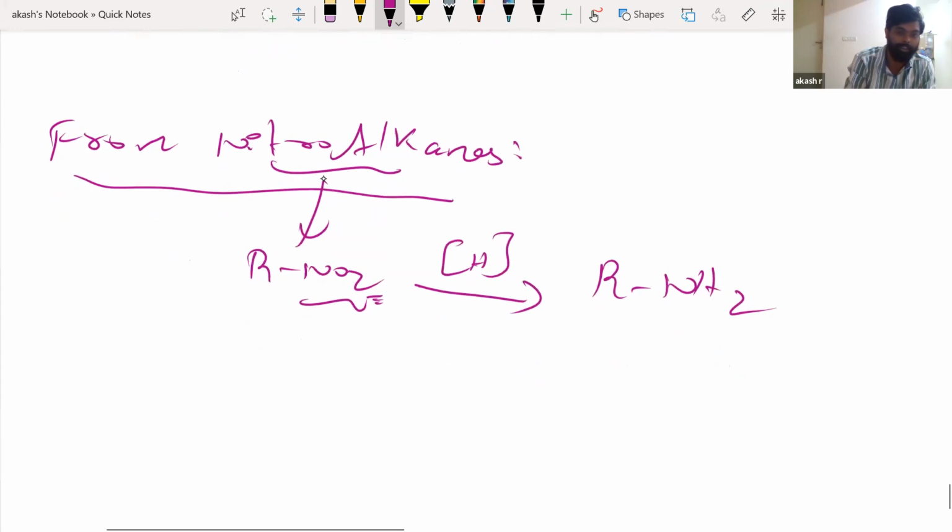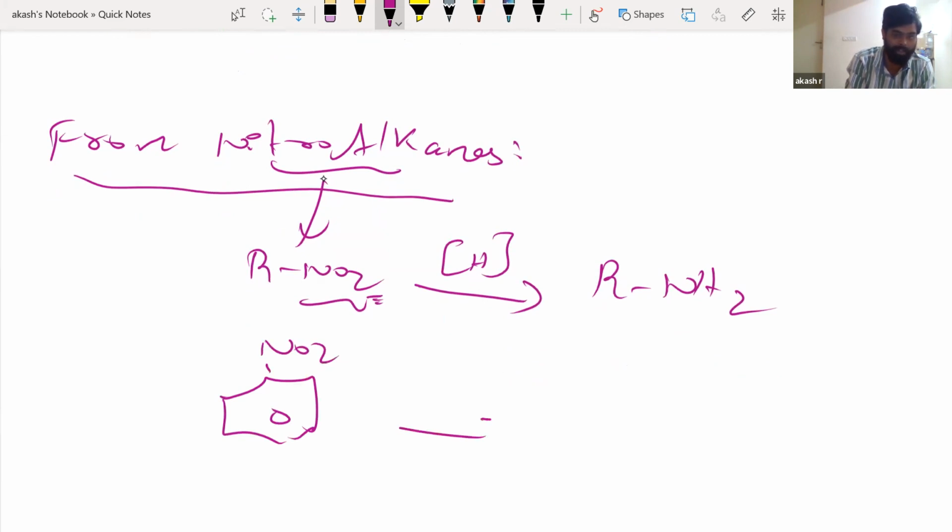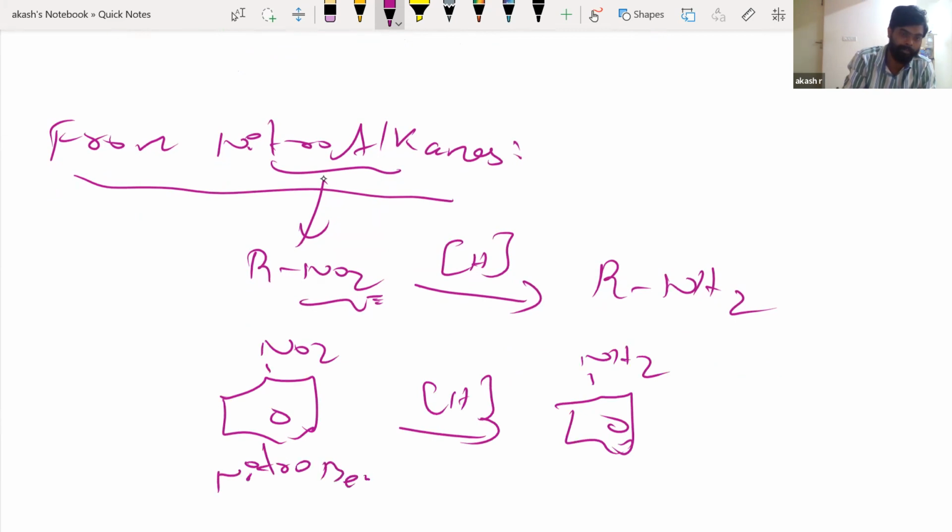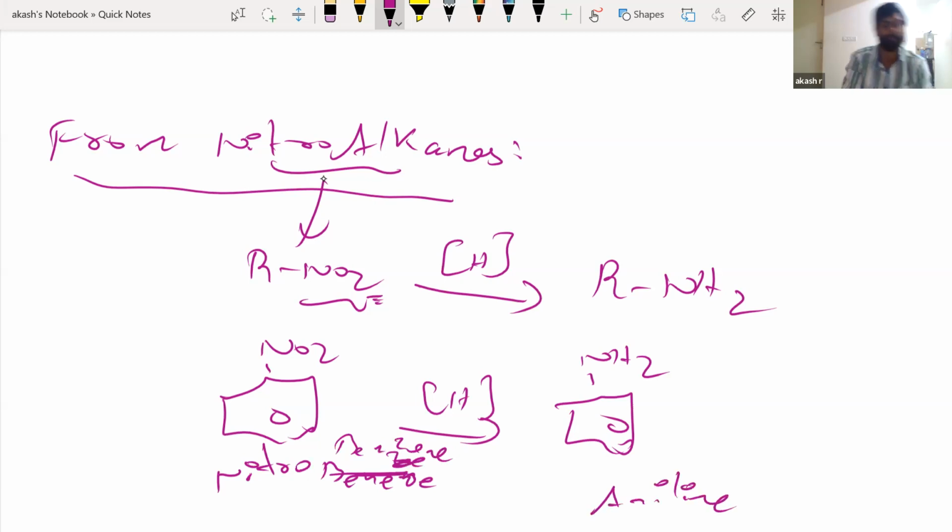So, for example, if I want to have, say, NO2 here, like this, and if I go for reduction, what will you form? This is nitrobenzene, we call it. And this is going to be called aniline, okay? Right, like this, very simple. Wherever there's NO2, if you go for reduction, that part will become NH2.